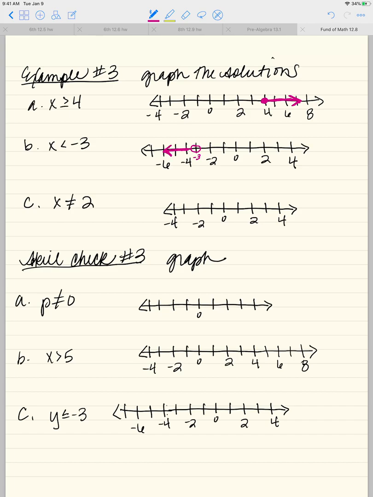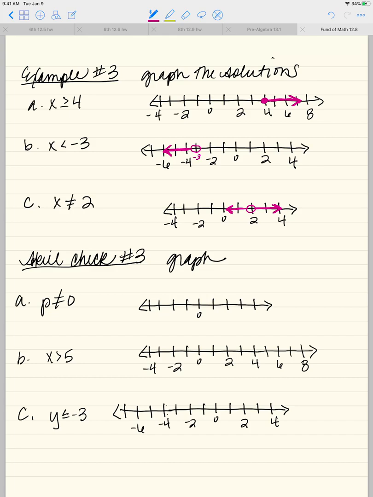C, x does not equal 2. So that means x can be anything that is bigger than 2 and anything that is less than 2, but it cannot be 2. So I put an open circle at 2, and my arrow goes both to the right and to the left. Doesn't include 2, but it can include anything else. There's my number lines.